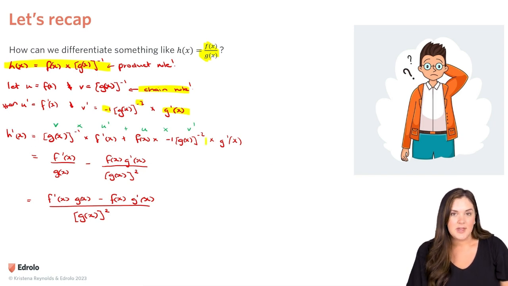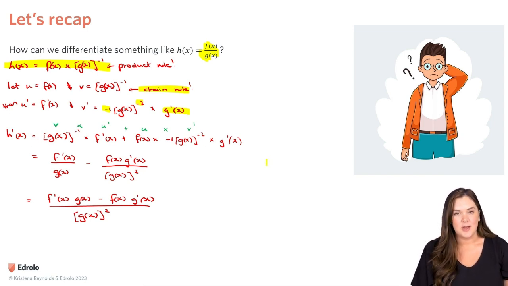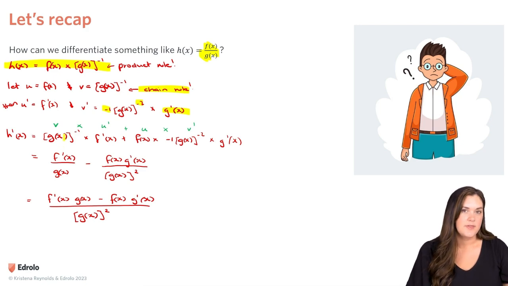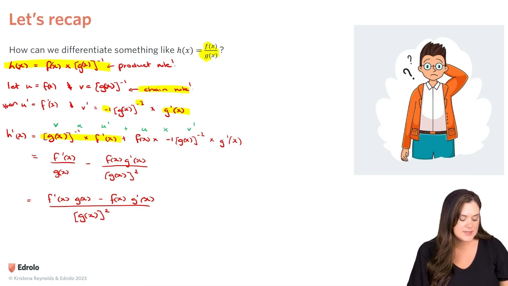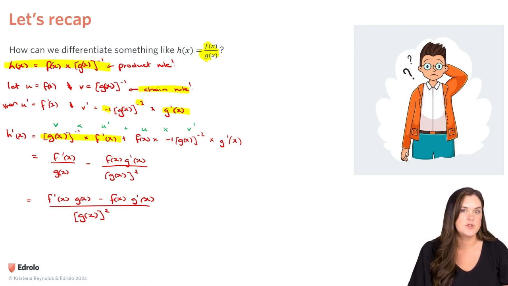So we get something a bit yuck here, but we're going to simplify that to make it a little bit nicer. What we can do with our negative indices is change them so that they are at the bottom of the fraction and become positive indices. So this first part here, we end up getting f prime x over g of x. And then our second part, again, we're going to flip it so that the negative indices become positive indices at the bottom of our fraction. So we have f of x times g prime x divided by g of x all squared.